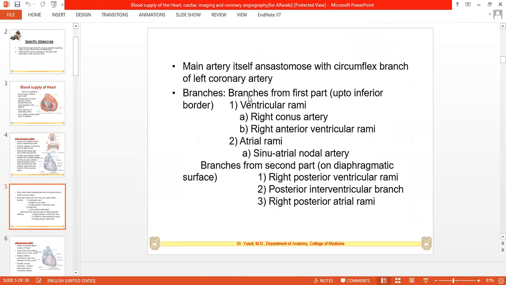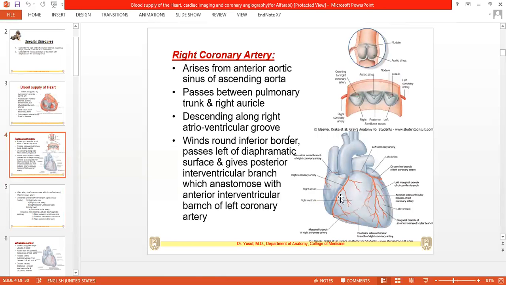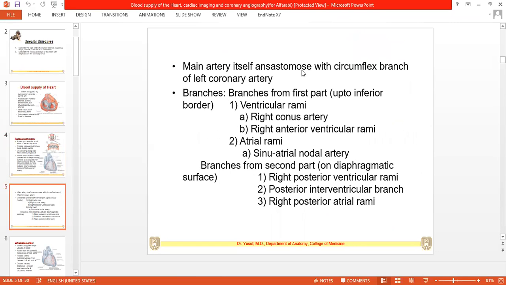The main artery itself anastomoses with the circumflex branch of the left coronary artery. If you see here, this is the main artery, the right coronary artery. It goes all the way onto the inferior, diaphragmatic surface. Then it anastomoses with one of the branches of the left coronary artery, that is the circumflex branch. As soon as the left coronary artery comes, it gives two branches: the anterior interventricular branch and the circumflex branch. The circumflex branch goes behind and anastomoses with the right coronary artery.